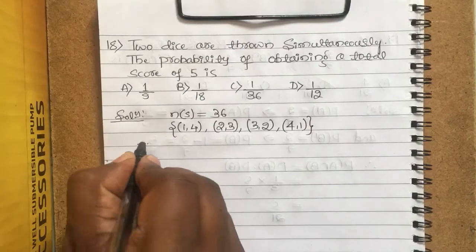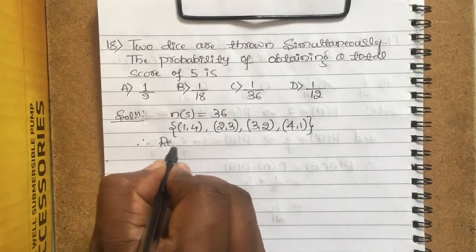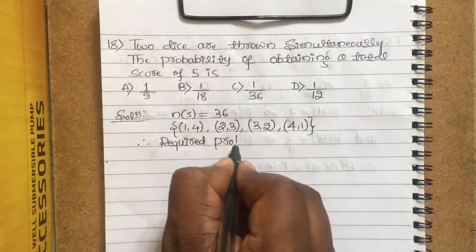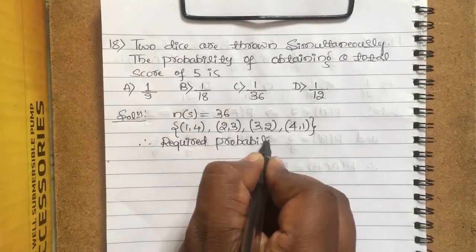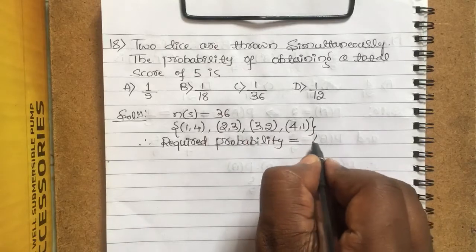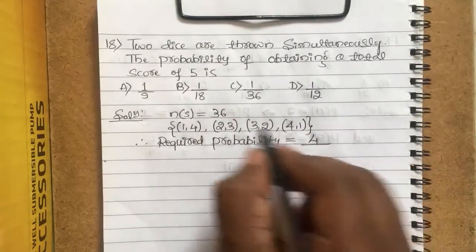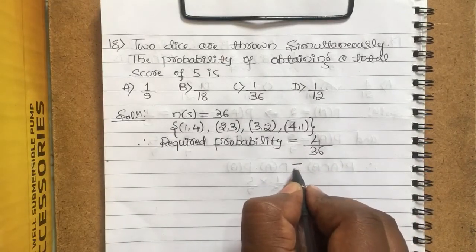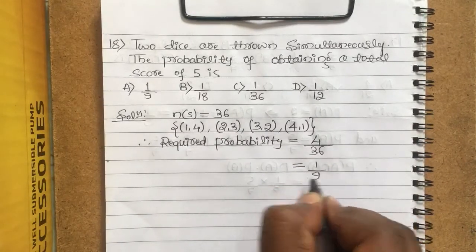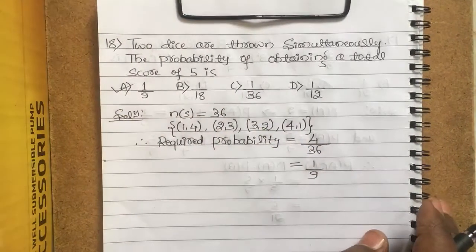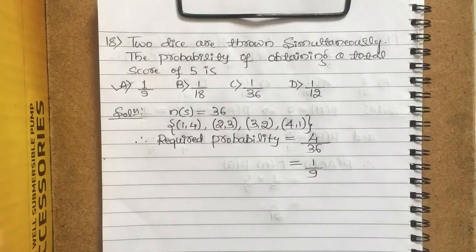Therefore the required probability is equal to, here we have 4 possible outcomes, divided by the number of all possible outcomes, which is 36, which will give us 1 divided by 9. So the answer is option A. The 17th and 18th questions were asked in 2014 Karnataka CET.